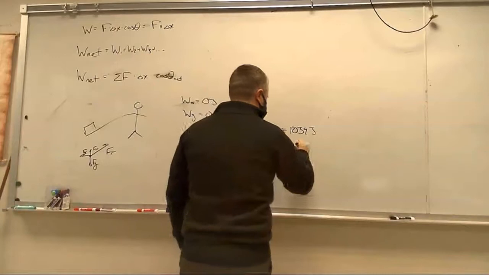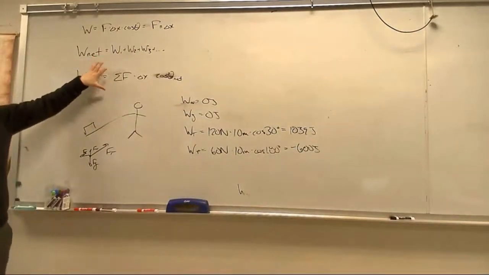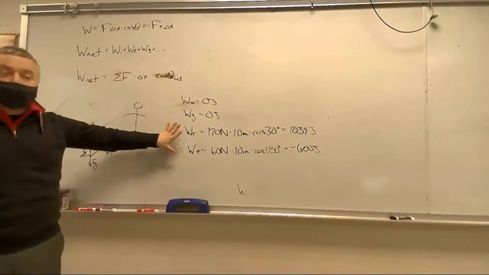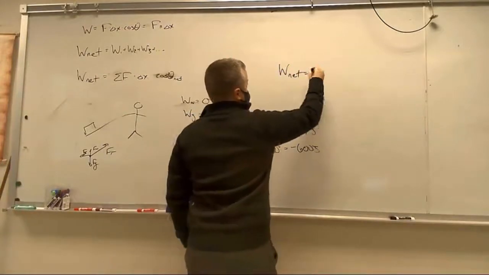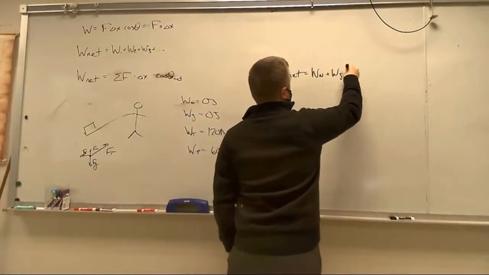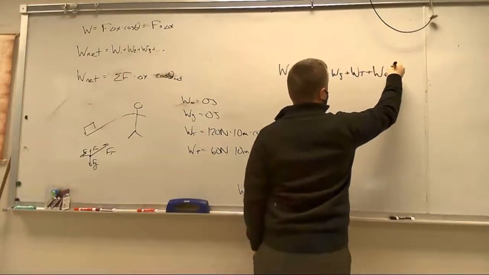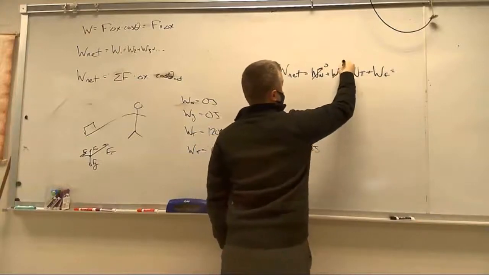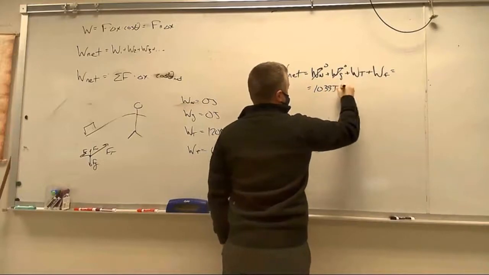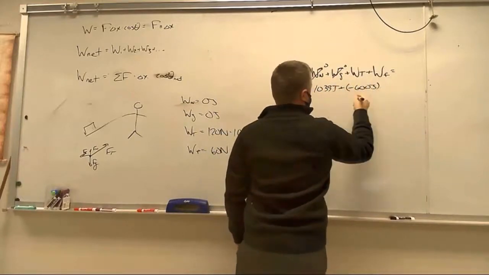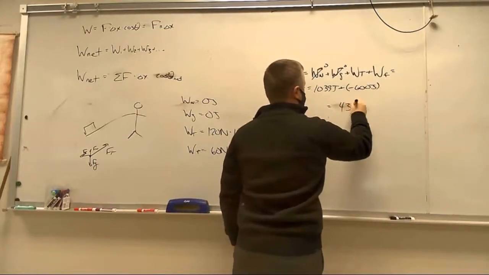It should. So, according to this right here, what I'm trying to point out is if I want the work net, I can either do this, just add work of normal, plus work of gravity, plus work of tension, plus work of friction. In this case, of course, that is nice, that's 0, and this is 1039 plus a negative 600 joules for a total of 439 joules.